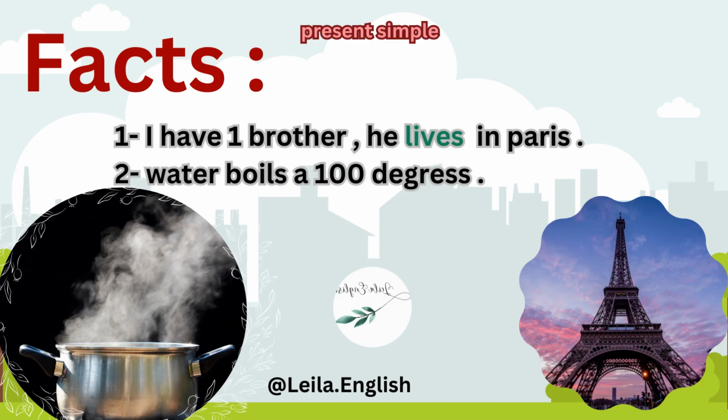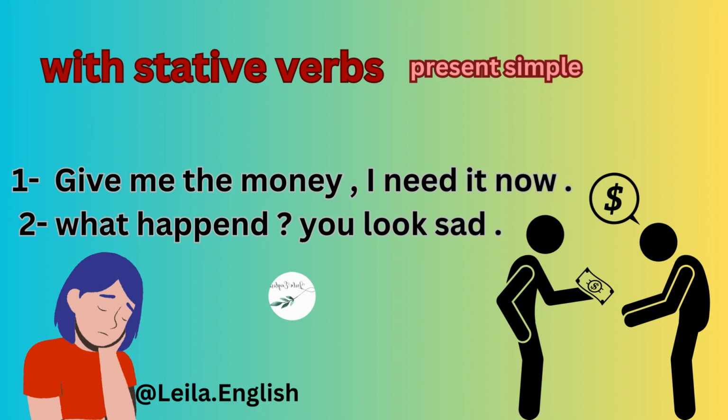Present simple is used for facts. Number 1: I have one brother. He lives in Paris. Number 2: water boils at 100 degrees. Present simple is also used with stative verbs. Example: give me the money, I need it now. Next example: what happened? You look sad.